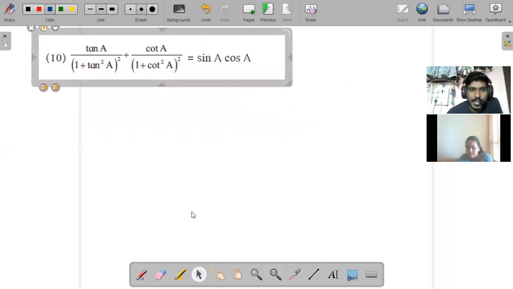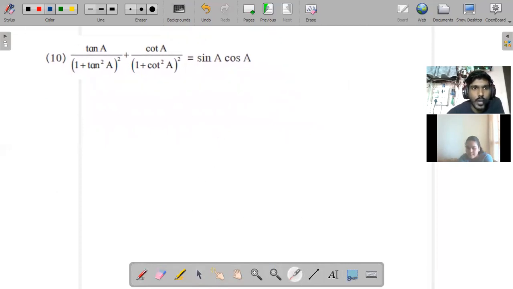So on the left-hand side, you have tan A upon 1 plus tan square A, the whole bracket square, plus cot A upon 1 plus cot square A, the whole bracket square. And that you have to prove equal to sin A into cos A. This we have to prove. So from here, we'll use the left-hand side and try to bring the right-hand side from it.